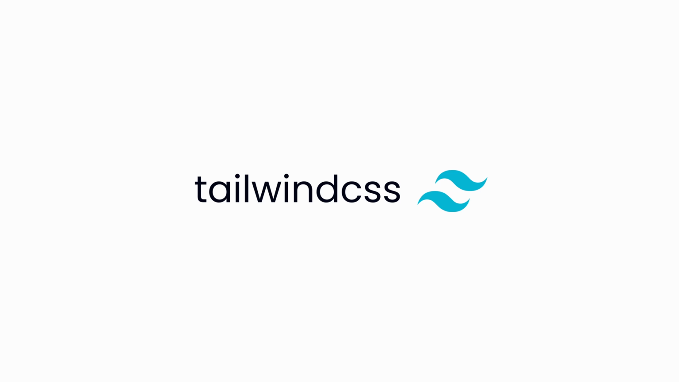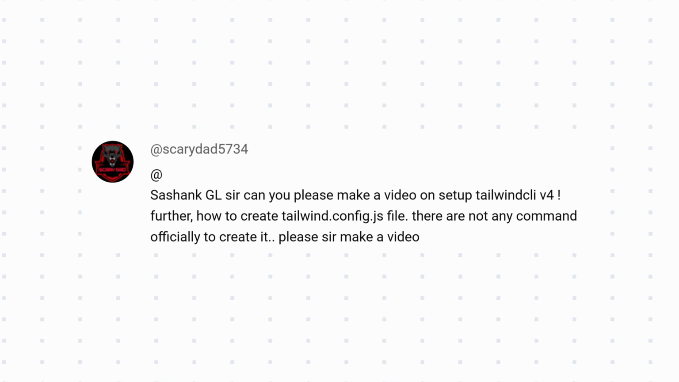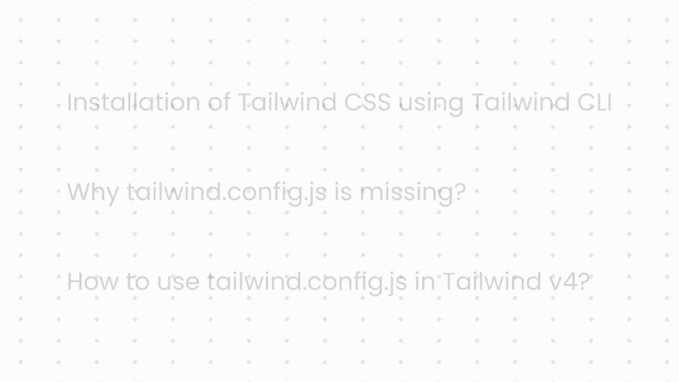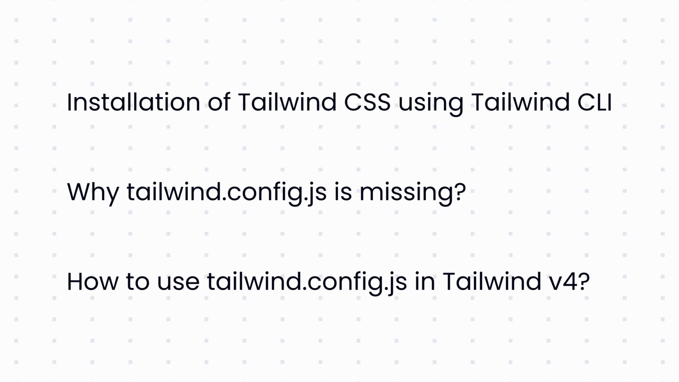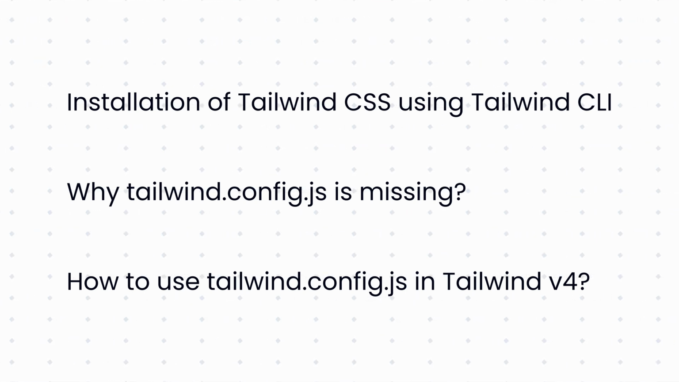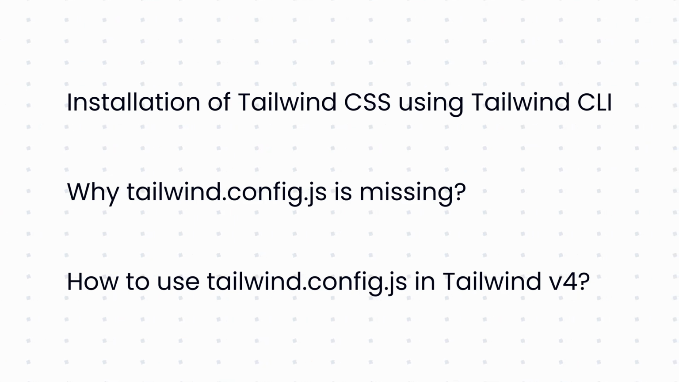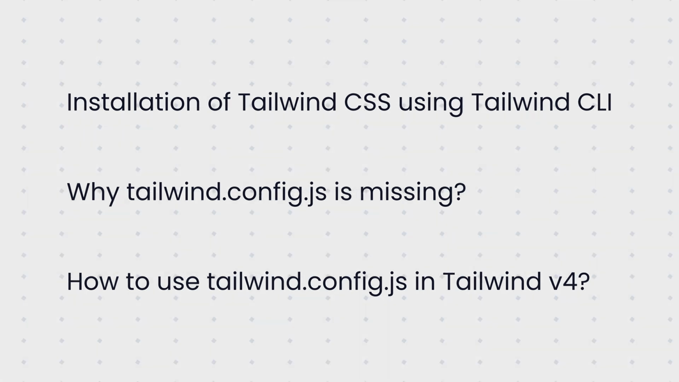Alright, let's get into today's video. This is also a requested topic. Someone asked me in the comments. So let's start by installing Tailwind CSS version 4 using Tailwind CLI, and then we will discuss why the tailwind.config.js file is no longer generated automatically, and how to still use it in version 4.